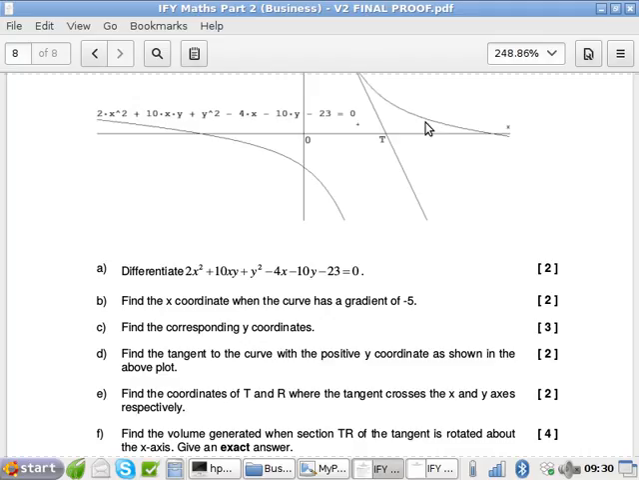What is coordinates? It just means x value, x point. Find x when the slope is minus 5.